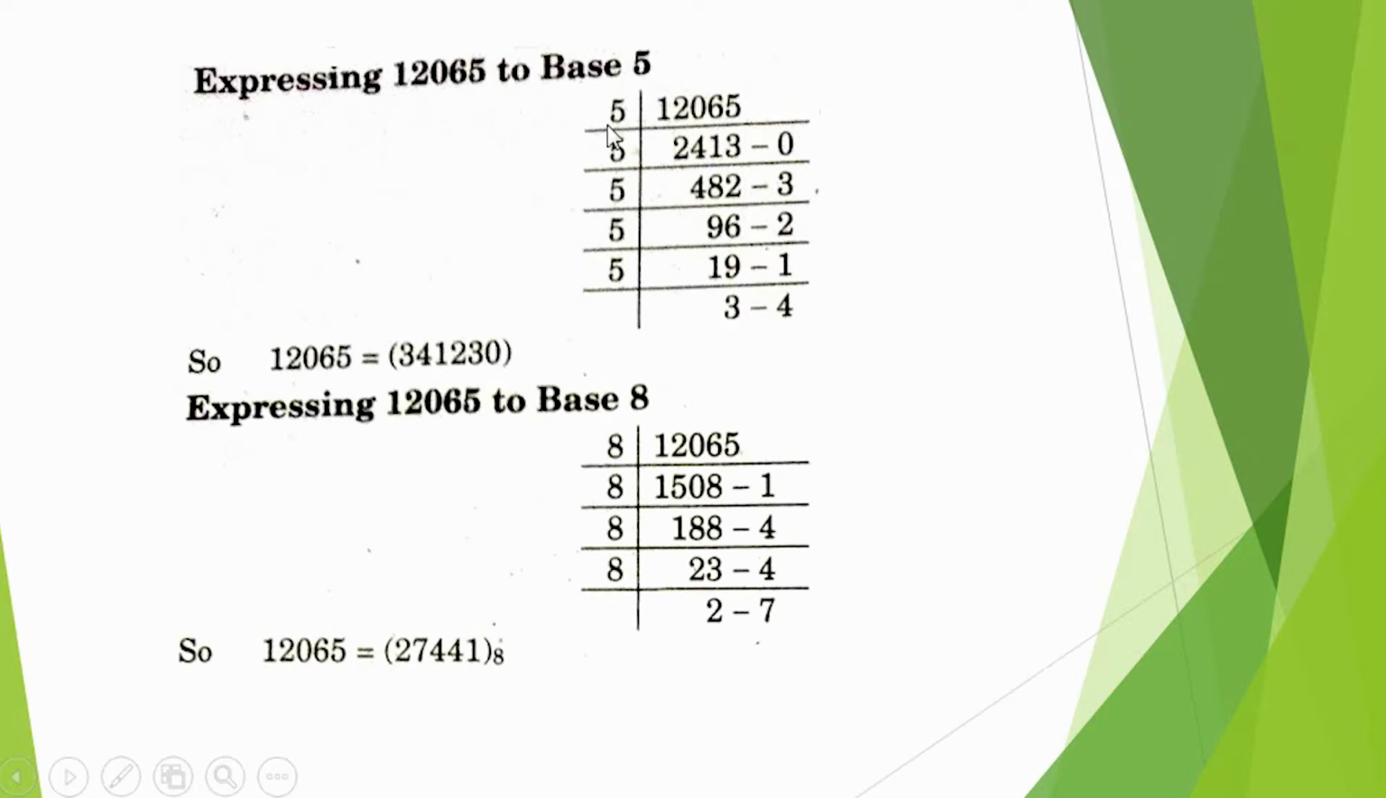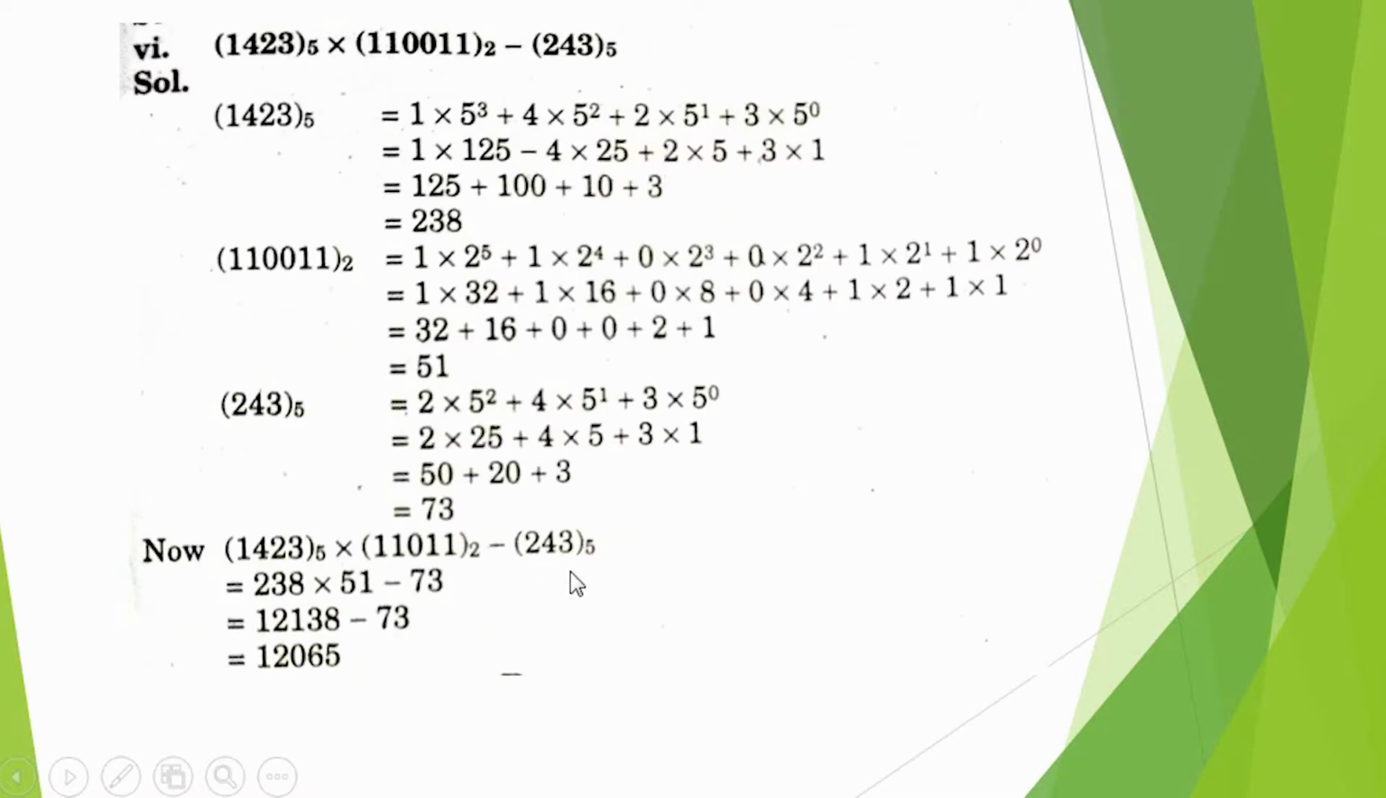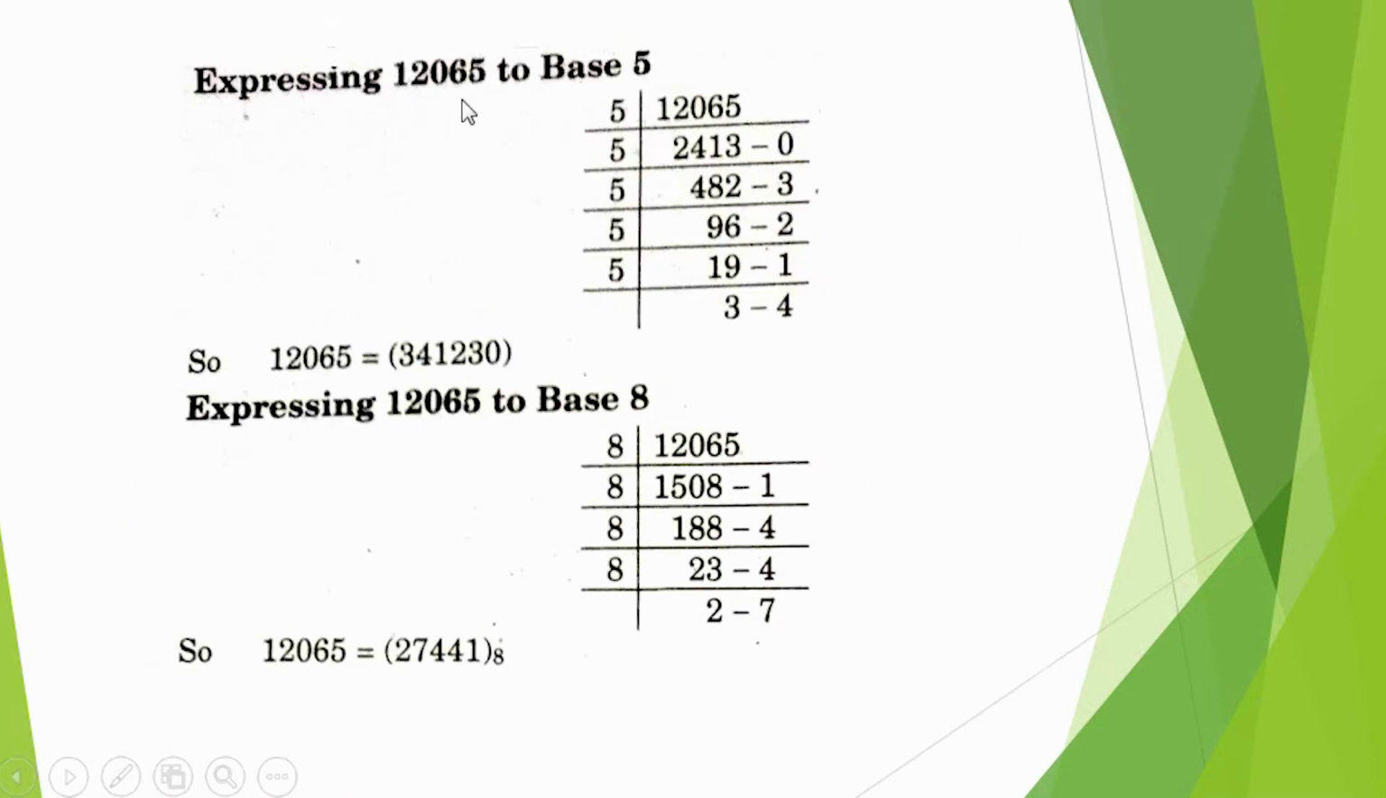Now 1 4 2 3 base 5 multiply 1 1 0 1 1 base 2 minus 2 4 3 base 5. Now we multiply these two values and minus 73, 1 2 0 6 5 answer comes. Now convert this into base 5.